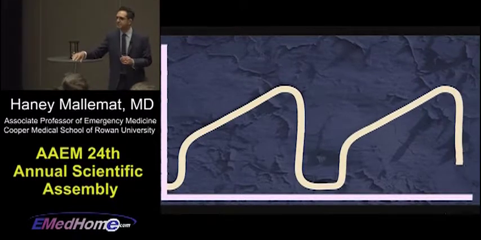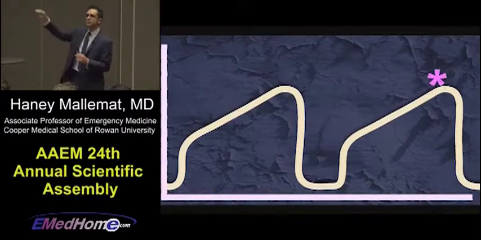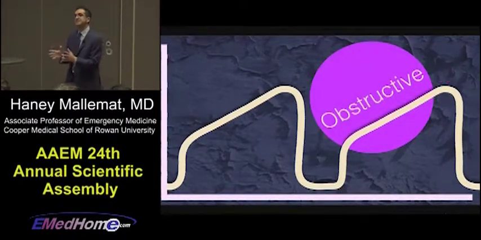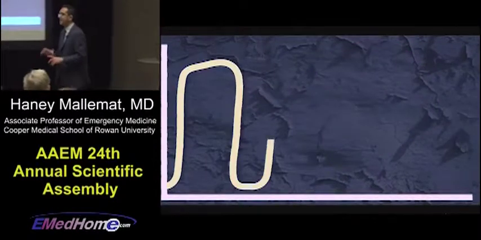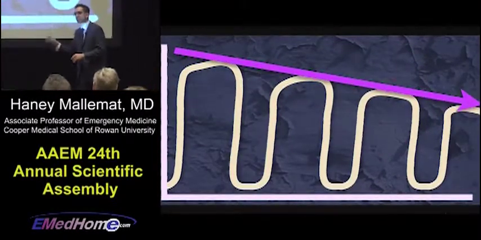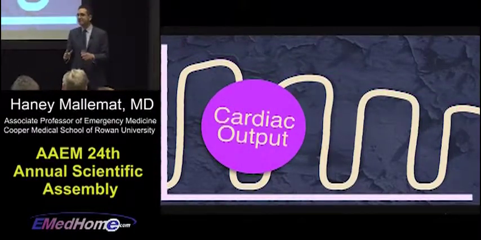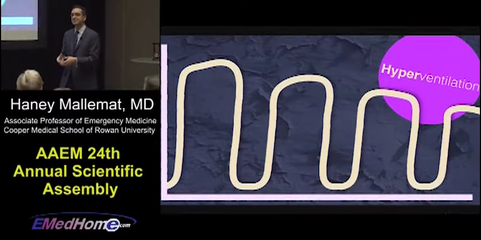So the first one is this upsloping, almost shark fin looking appearance. Look how slowly the CO2 rises out to the peak. This is consistent with obstructive diseases, things like COPD and asthma. And as your patient gets better, those waveforms start to square out. This next waveform is a decelerating slope pattern. This is consistent with a reduction in cardiac output, but could also be consistent with hyperventilation.